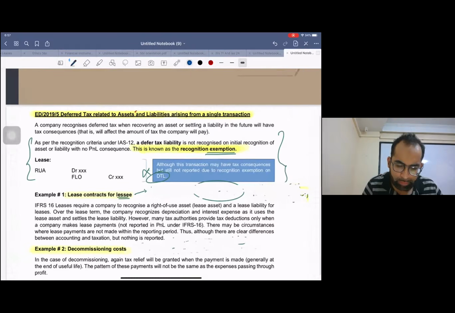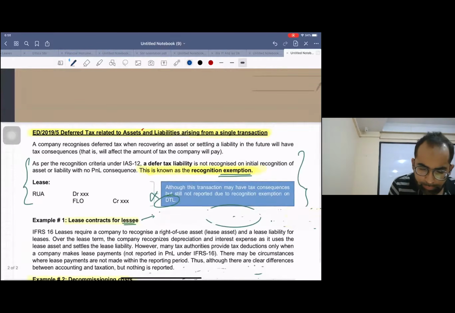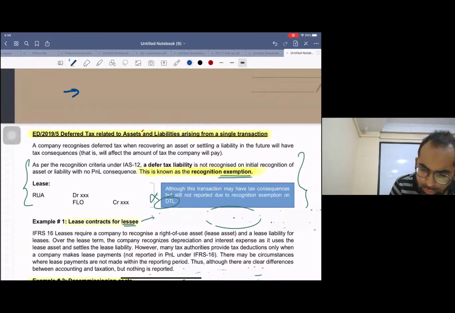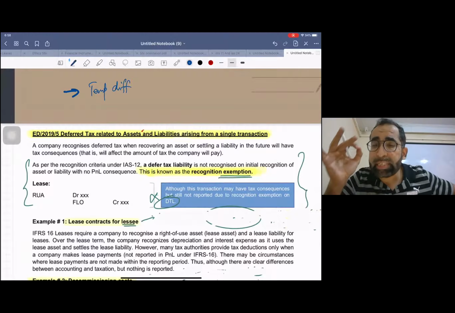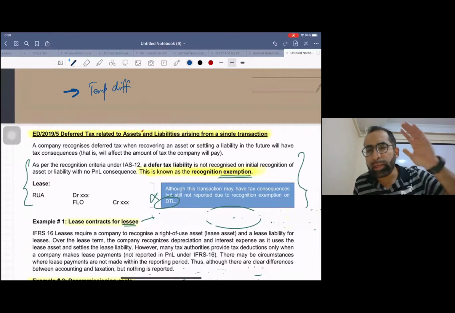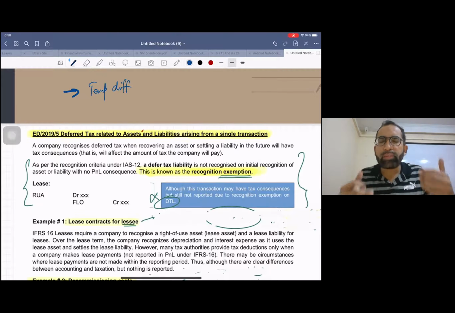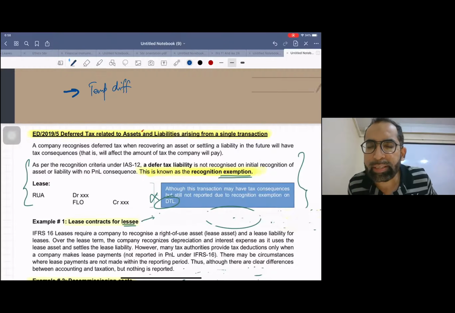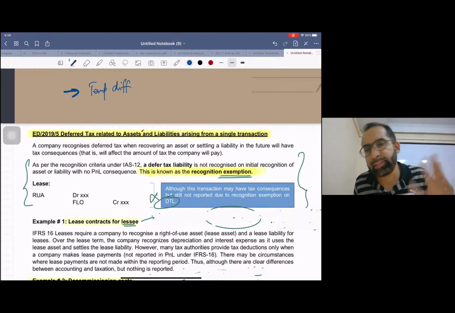This is related to deferred tax assets and liabilities. Hope you remember you studied temporary difference, remember? You studied two types of temporary difference. One is taxable temporary difference, and the other is deductible temporary difference. Taxable temporary differences, when multiplied by the tax rate, result in deferred tax liability, and deductible TDs result in deferred tax asset, right?